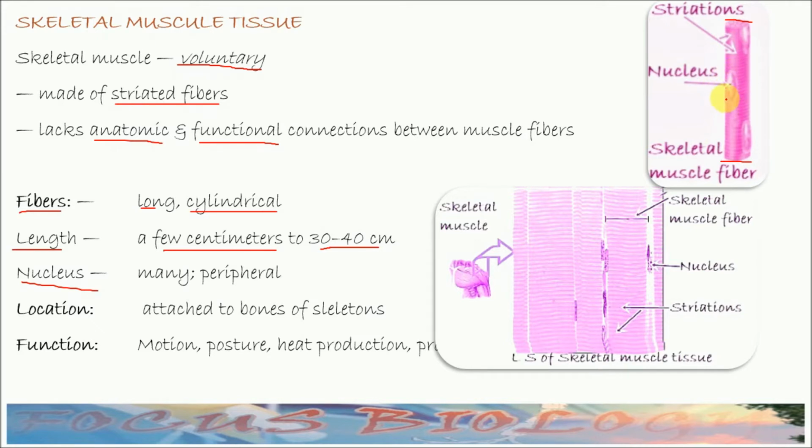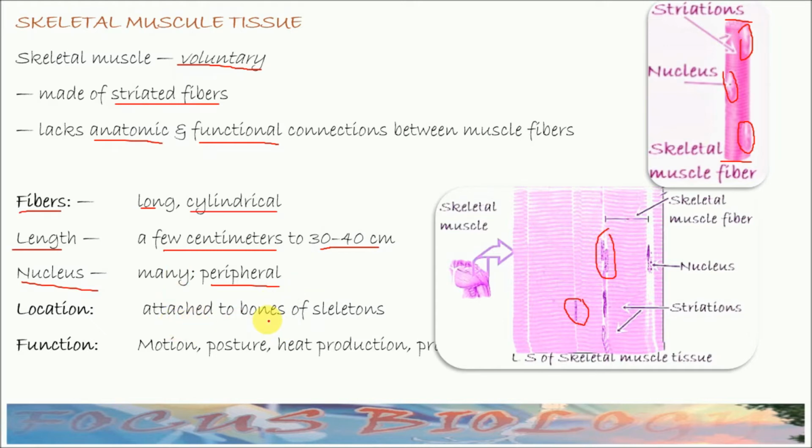Here in a muscle fiber, this is the first nucleus. Here it is second. Here it is third. There are three nuclei in this muscle fiber. So they are multinucleate, and the position of the nucleus is peripheral. Right, here it is peripheral. Here in this diagram it is peripheral. Nucleus is not found within the muscle fibers.